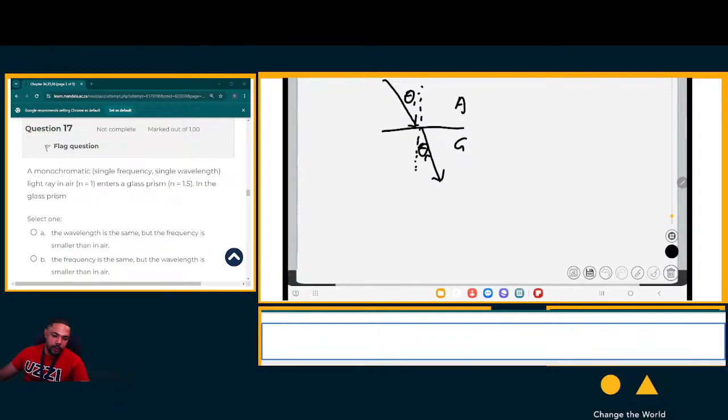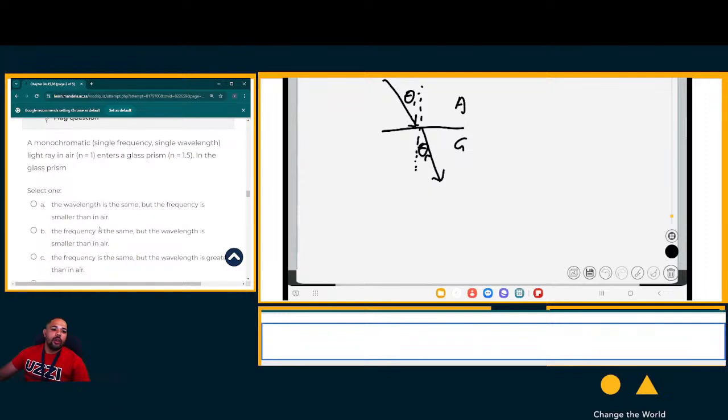Now, let's look at some stuff. Okay, sorry. There we go. The question asks, this monochromatic light ray is passing from air to glass with a higher refractive index. Check something.